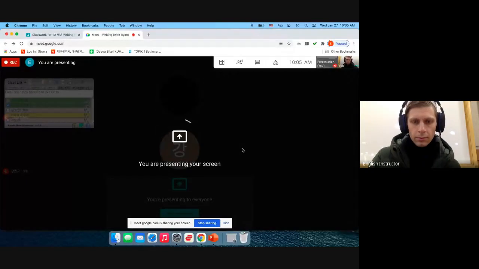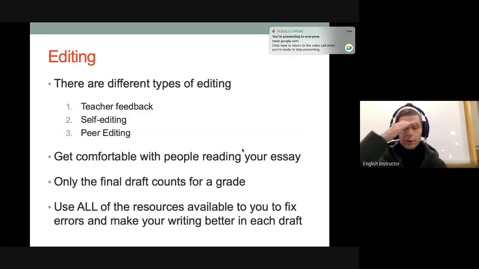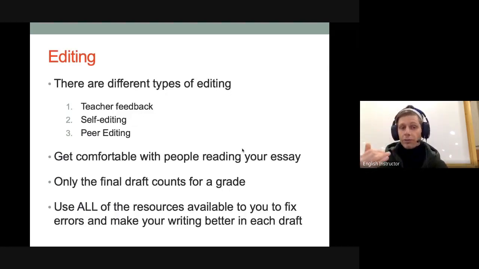Let's run through it real quick, and then we'll get on to what we're going to do today. So editing. Again, the three things. If I can give you the quick version of this, the three different types of editing that you might receive. You'll get your teacher feedback. You'll do some self-editing, and you'll get some peer editing in class next semester or next year, however you want to put it. And like I said here, please get comfortable with people reading your essay, including you.